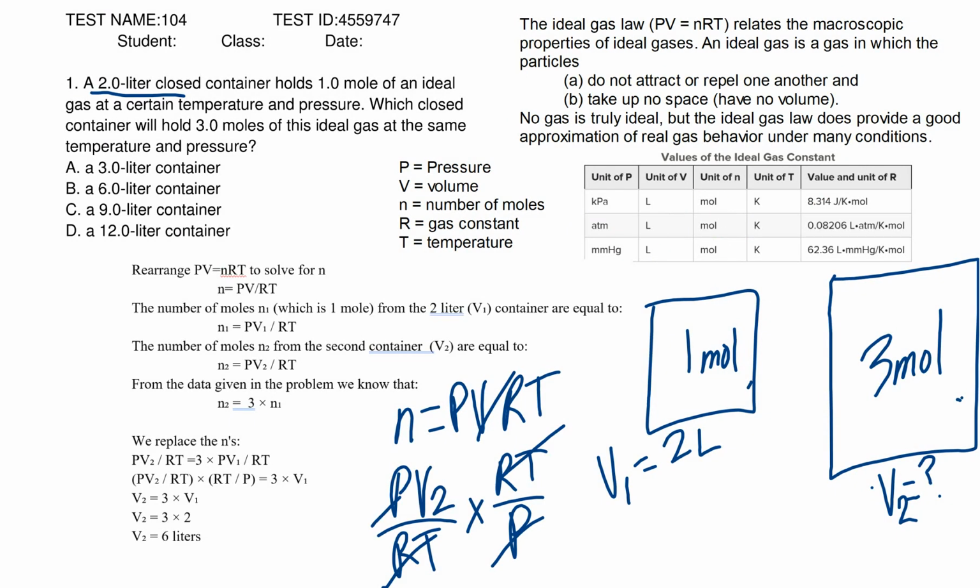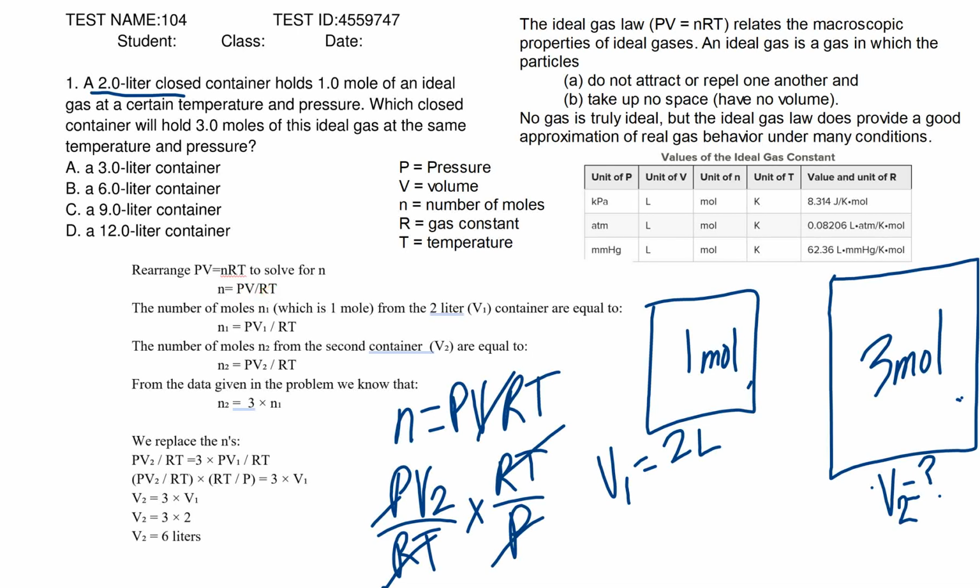Alright, so if you have a 2.0 liter closed container that holds 1 mole of an ideal gas at a certain temperature and pressure, which of these four closed containers will hold 3 moles of the same ideal gas at the same temperature and the same pressure? So how are we going to solve this? Well, the only thing we know about both containers is the number of moles. So let's rearrange this equation and solve for n. Now we have n equals PV divided by RT.